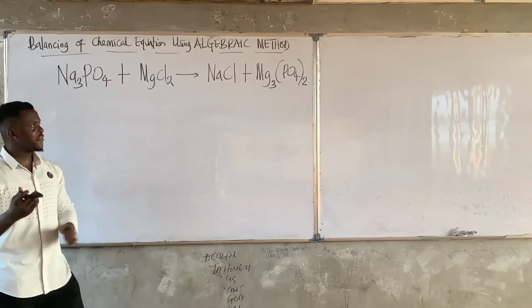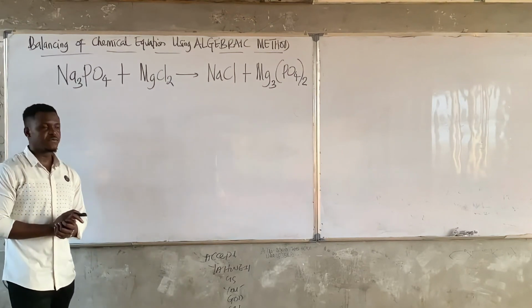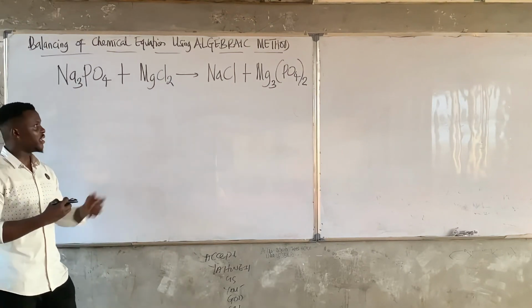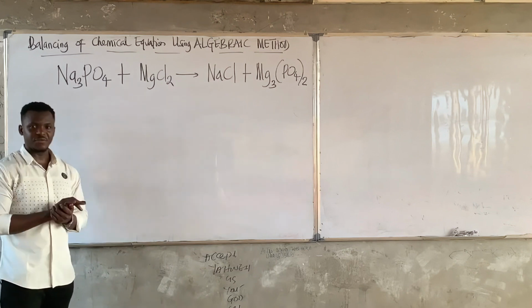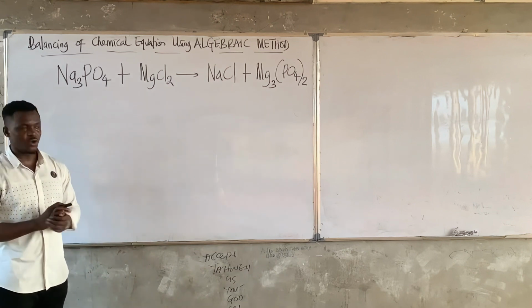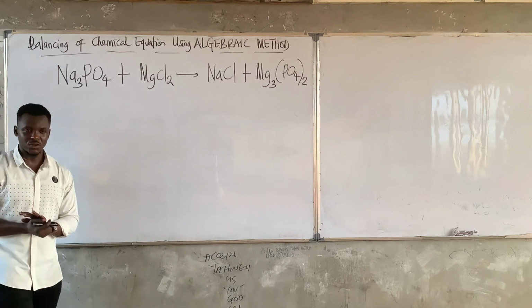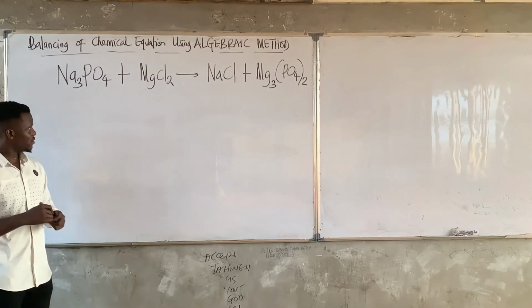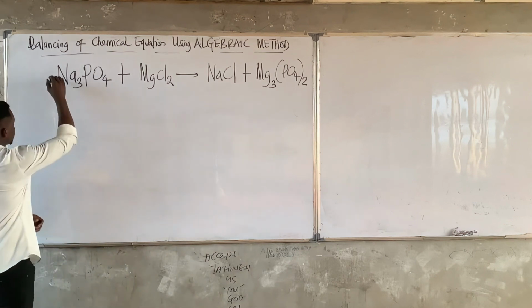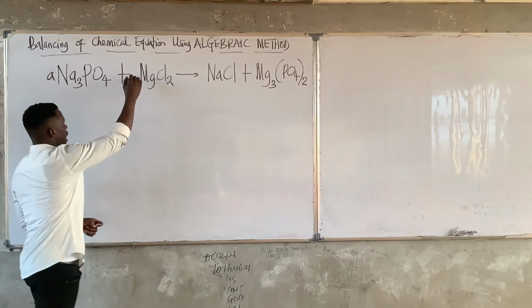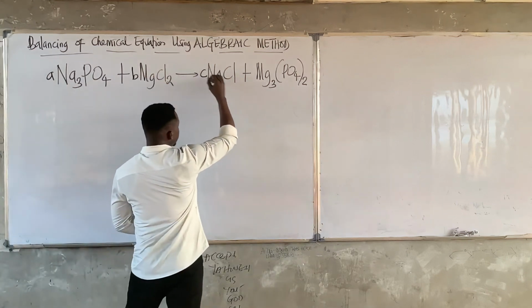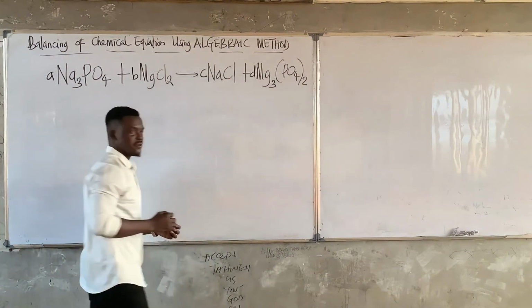Okay, now we have this other question for us to solve. If you are viewing this video for the first time, you can check our previous video on how we explain balancing of equations using the algebraic method. Step number 1 is for us to assign unknown coefficients. So I put A here, B here, C here, and D.